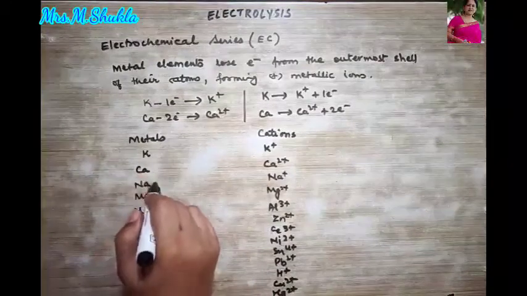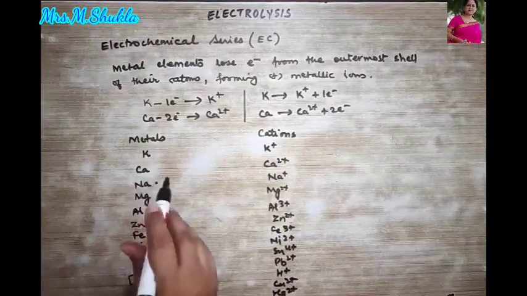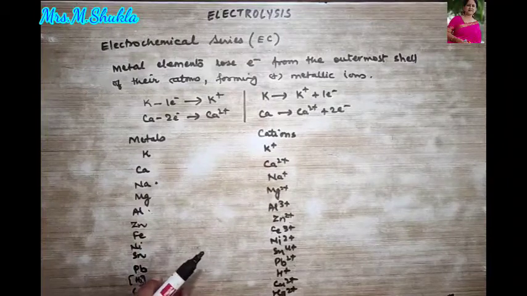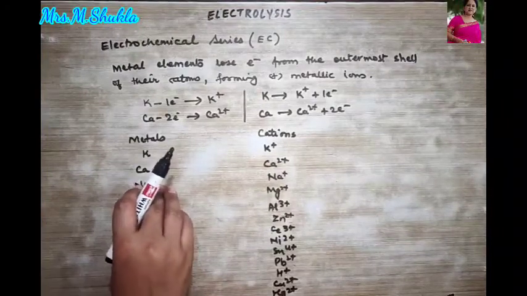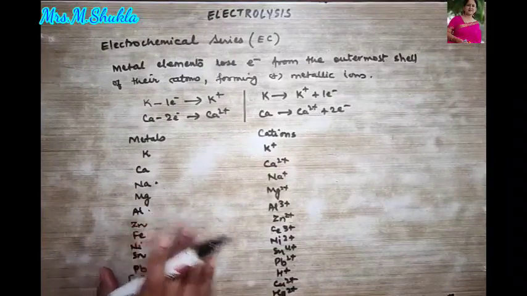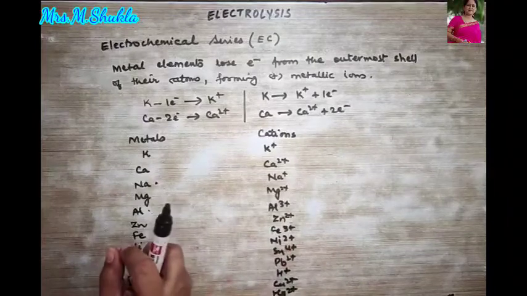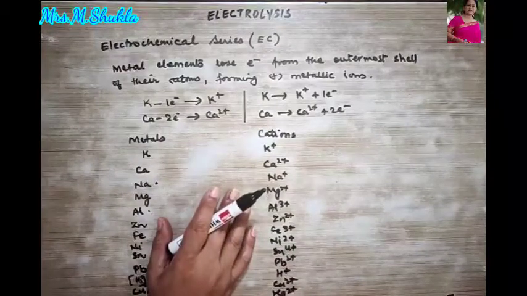Thus, if we compare sodium and copper, which one is going to form the ions more easily? Sodium is going to form ions more easily than copper. So it will find it more difficult to take back that electron and form the atom. I hope this example is clear.